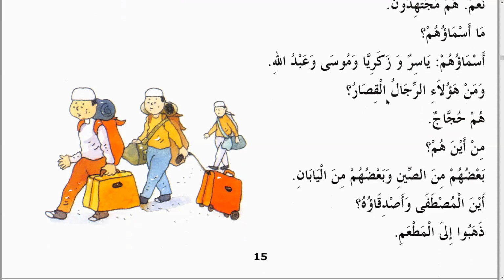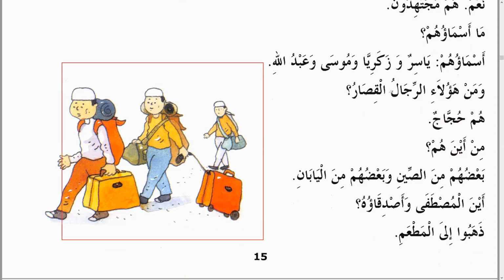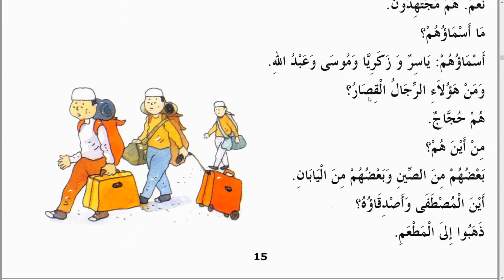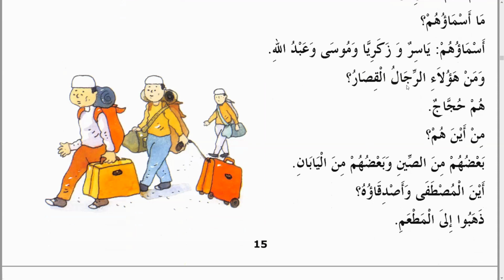وَمَنْ هَؤُلَاءِ الرِّجَالُ الْقِصَارُ؟ And who are these short men? Qisar, qasir. We've learned before, qasir is short and qisar is the plural of qasir. Like tawil, tiwal, qasir, qisar. And who are these short men?